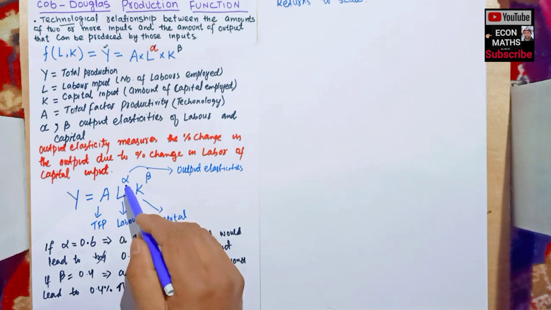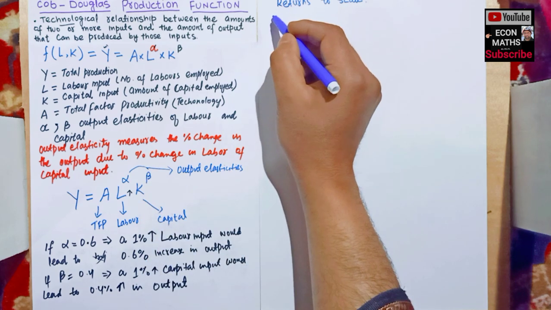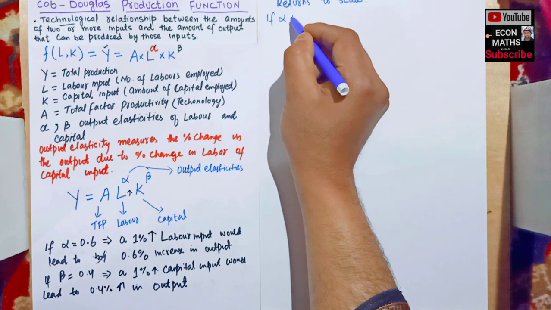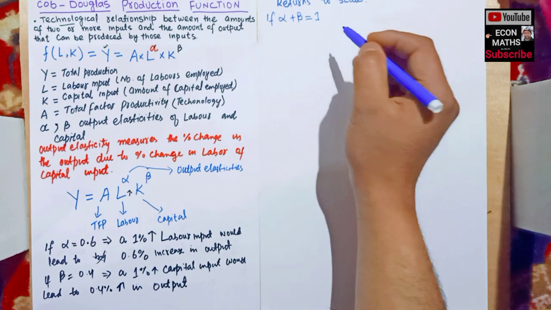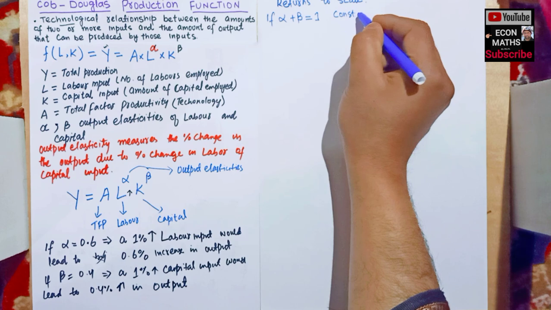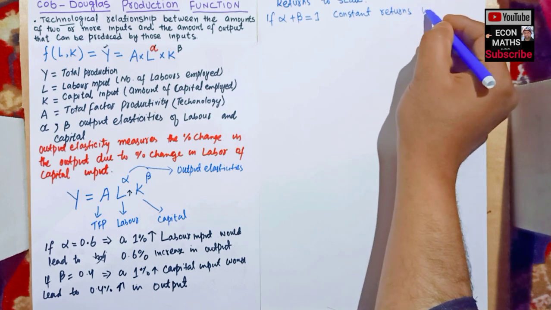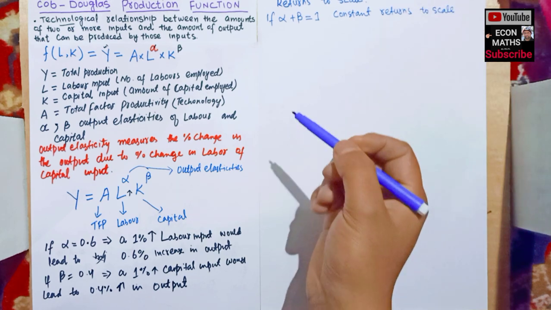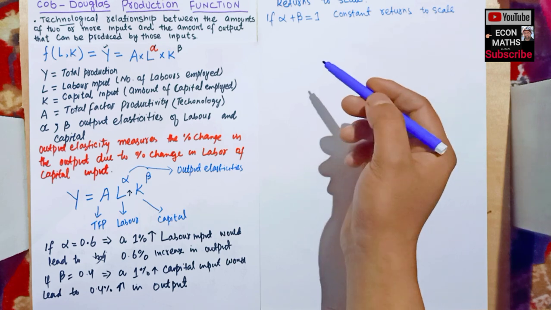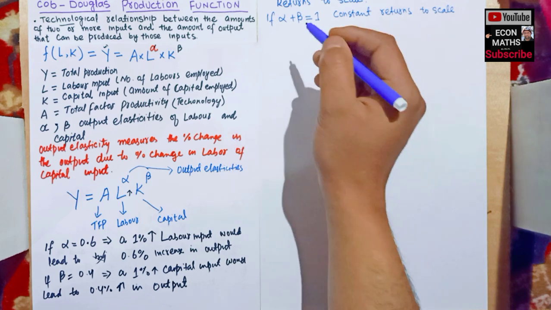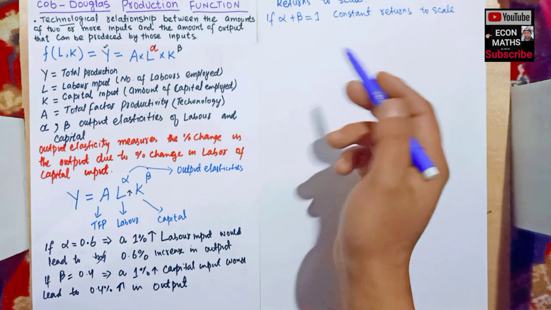If alpha plus beta, if the sum of these exponents is equal to 1, then we have constant returns to scale. That means if we double both labor and capital, then our output will also get doubled. That means if labor and capital are doubled, then output will also double.